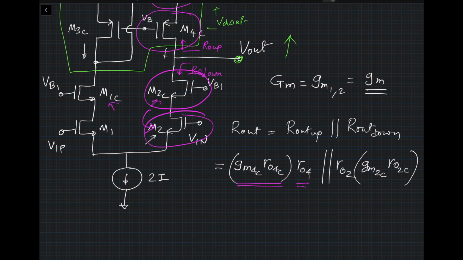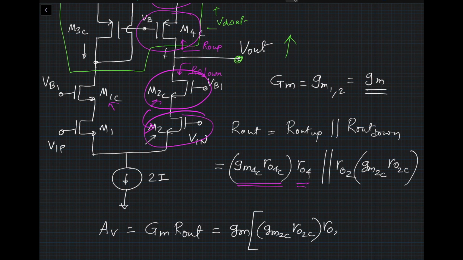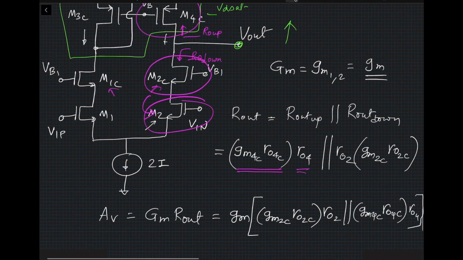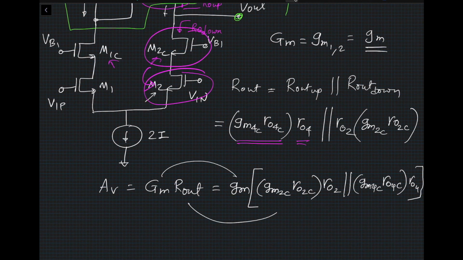So now what does that look like? All the GMs and R outs are equal for the heck of it. Then your gain AV will look like, AV is GM R out, which is equal to GM of the input diff pair, and then along with that you will have GM2C, RO2C, RO2 parallel with GM4C, RO4C, RO4. It's the reason I've changed the order. This is the GM and this is the rest of the R out, right?